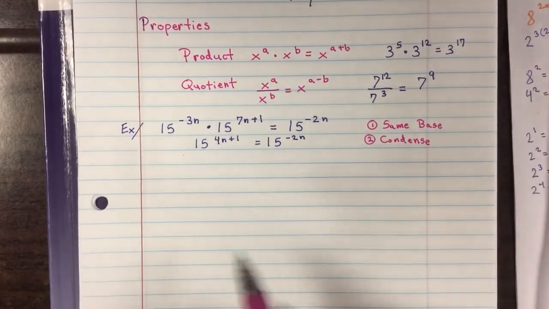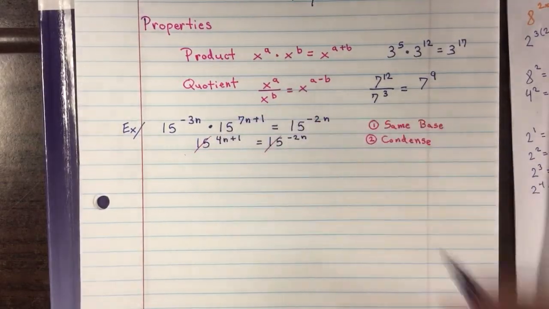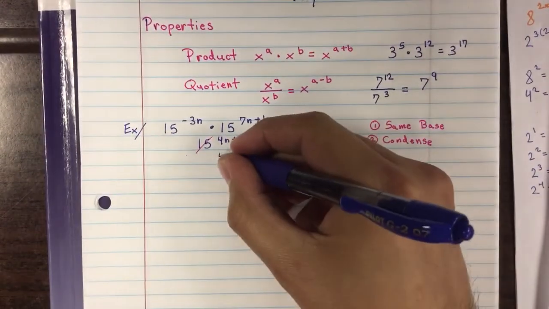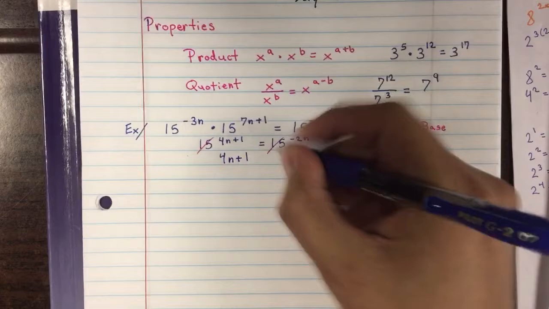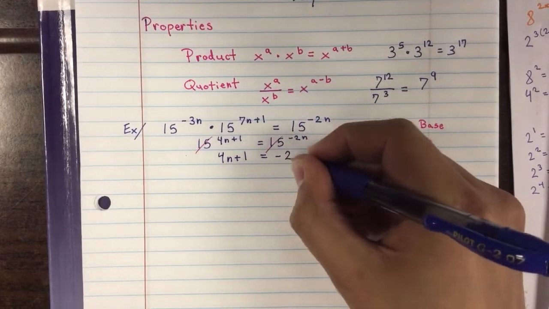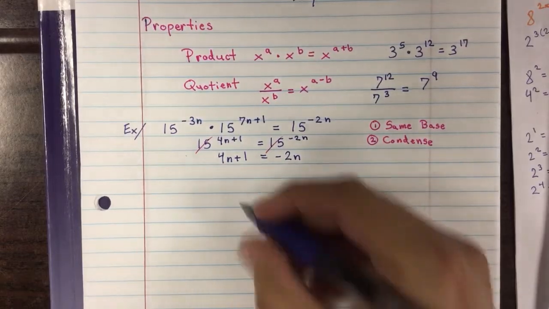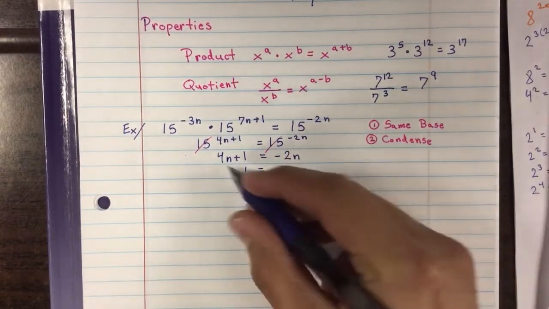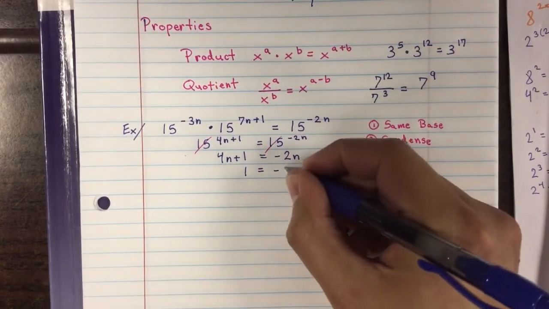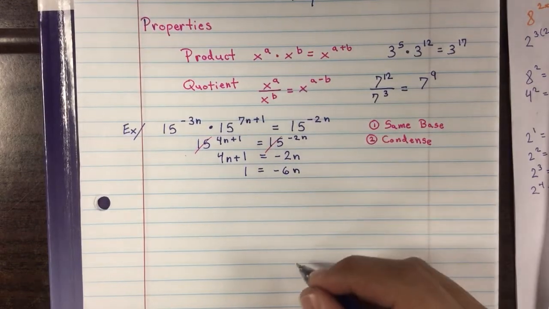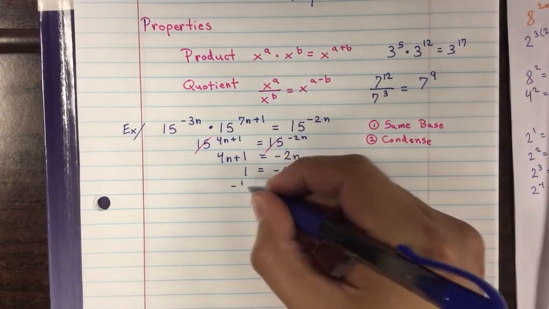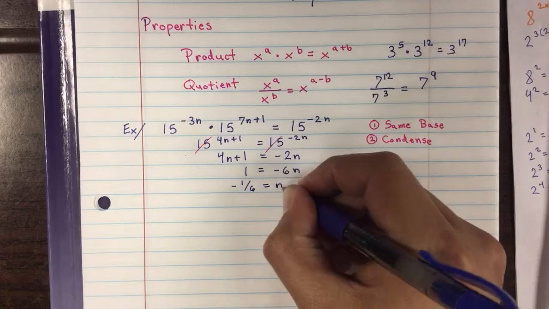So we did that. And our bases are the same, so the bases cancel. We're just left with our power. So drop your power, and then just solve. So I'm going to subtract the 4, so that'll be negative 6n. And then divide by negative 6, so it's negative 1 over 6 equals n.